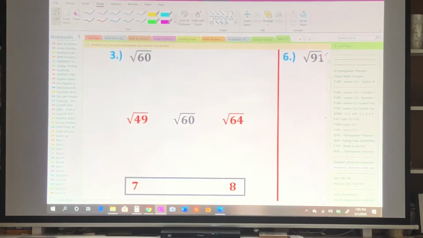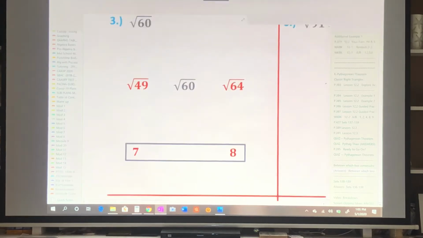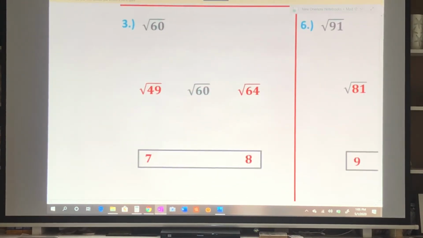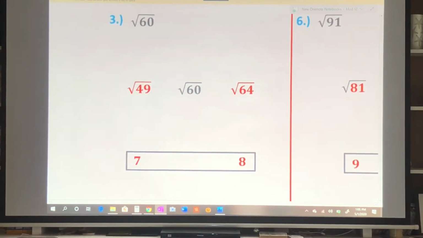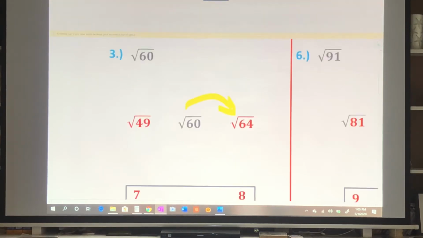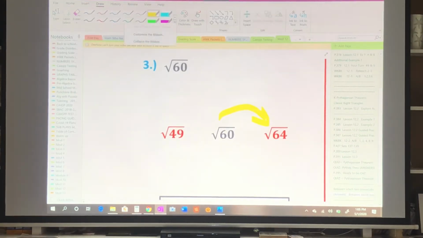Well, 60 sits in between 7 and 8. Okay, because I look at 60 and I go, oh, look what's right next door. 64. Once again, someone stole my pen.